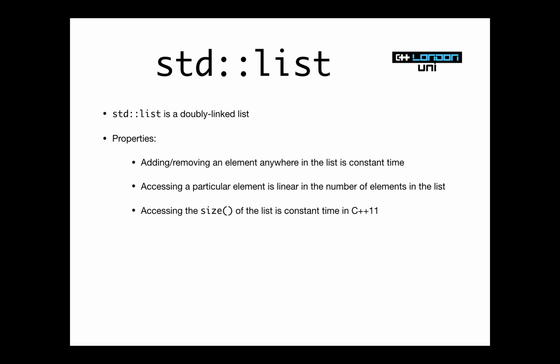I'm not even sure why I bothered making a note of this, but it's one of the changes that was in C++11. You can actually access the size of the list in constant time. So the postman knows how many houses he has on his round altogether. He just can still only visit them in order.